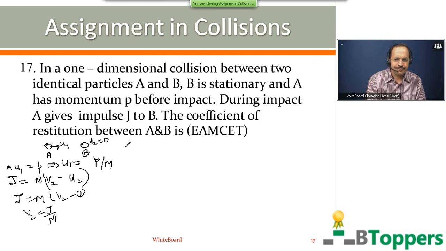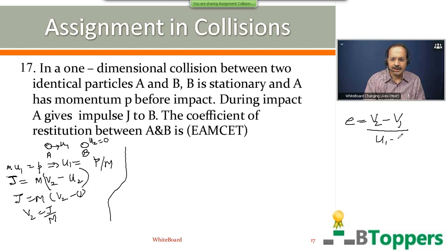Then the coefficient of restitution between the two colliding bodies is given by v2 minus v1 by u1 minus u2. Here u2 is 0. You can write u1 equal to P by m, v2 equal to J by m. So you have to find v1 in terms of P, J and m.